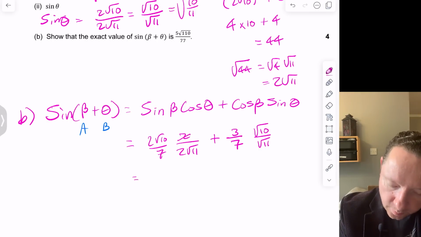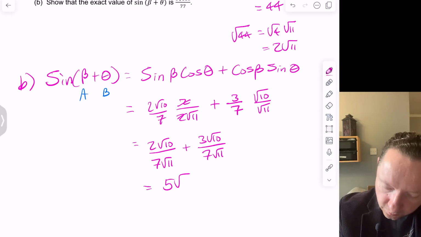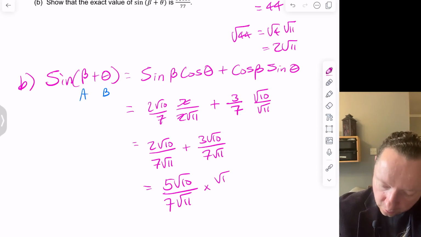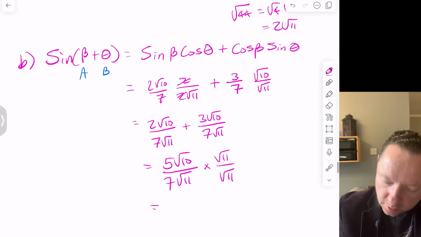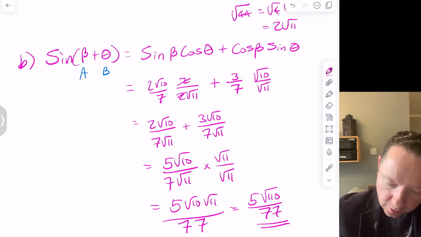So let's just tidy this up a bit. These 2's can cancel to get 2 root 10 over 7 root 11 plus 3 root 10 over 7 root 11. 2 plus 3 is 5 root 10 over 7 root 11. But it's not got any roots in the bottom, so we're rationalising the denominator. So times by root 11 over root 11. That gives me 5 root 10 root 11 over 7 times 11 is 77. 10 times 11 is 110. So 5 root 110 over 77. And that's exactly what we have got.